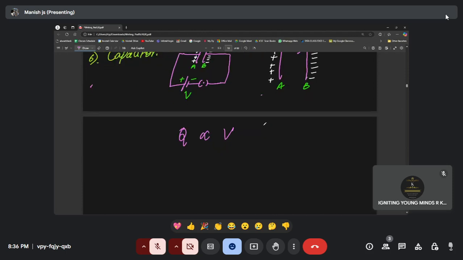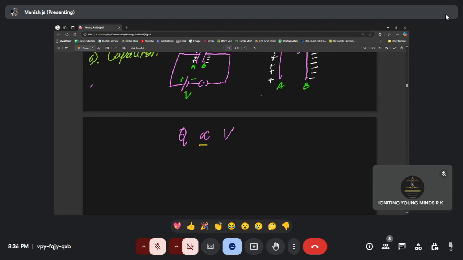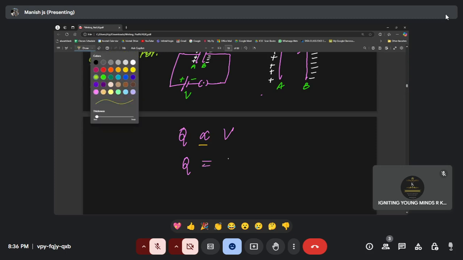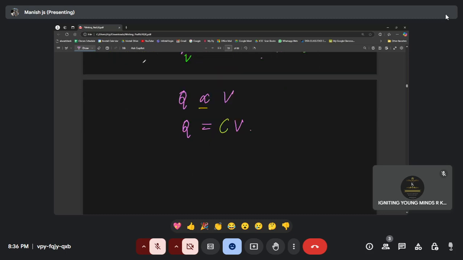Now I'm removing the proportionality sign. I hope you know, whenever you remove a proportionality sign, we introduce a constant of proportionality. So we can write Q is equal to C into V. The C is called capacitance. Is that clear? C stands for the capacitance of the capacitor.